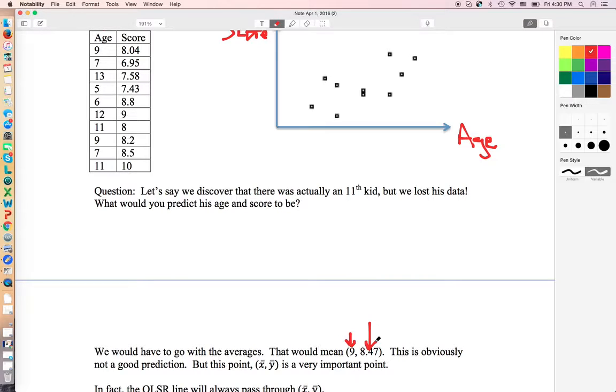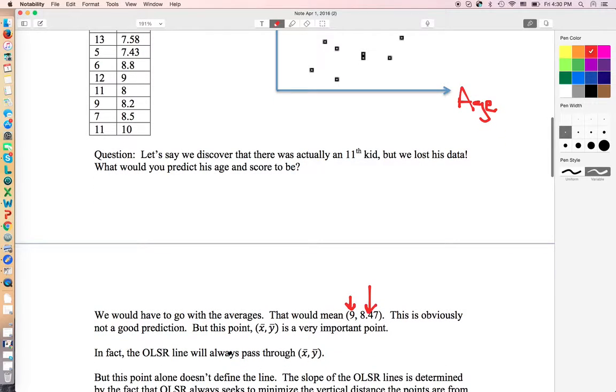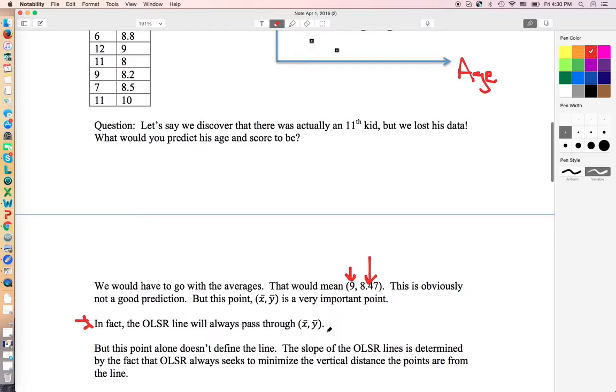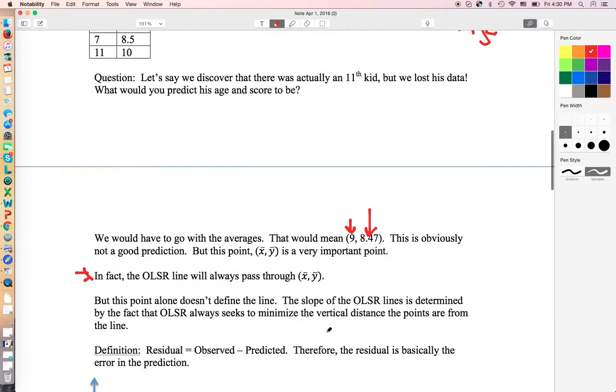But this point, this X bar, Y bar point, is a really important point. It is the most typical age and the most typical score, and it's where your line of best fit, your ordinary least squares regression line, will be centered, is what I like to say. But I guess the right way to say it is that your ordinary least squares regression line is always going to pass through X bar, Y bar.